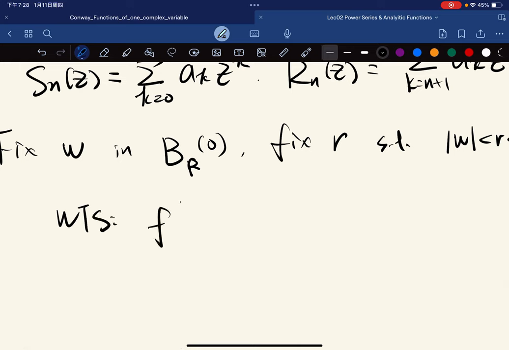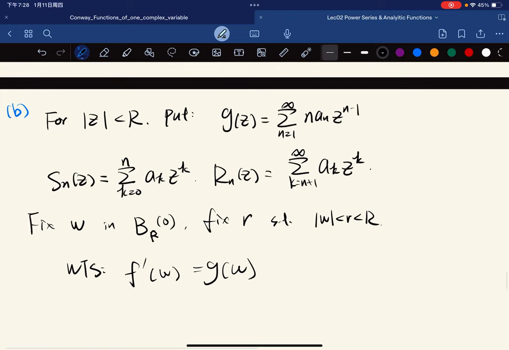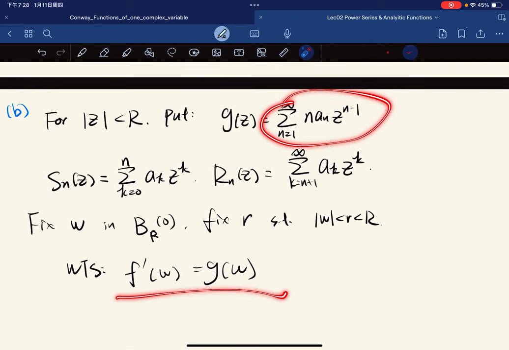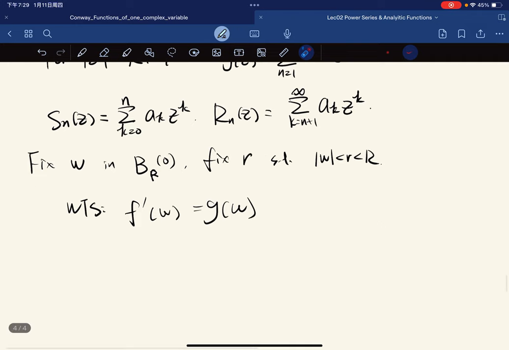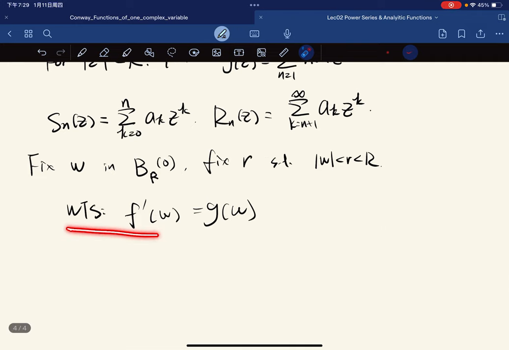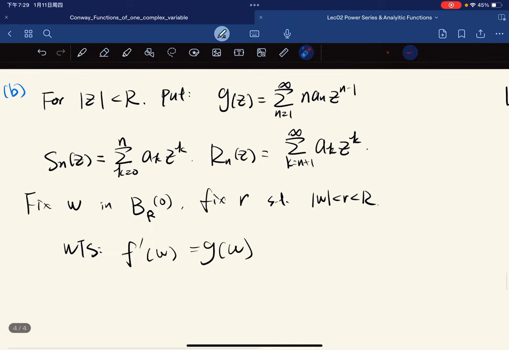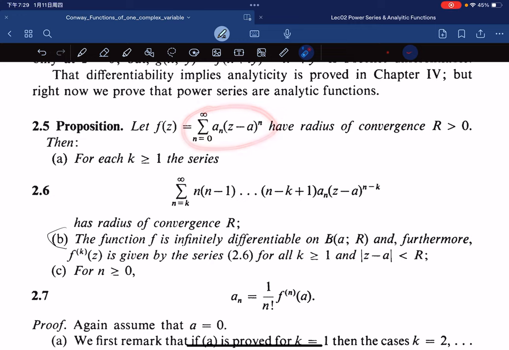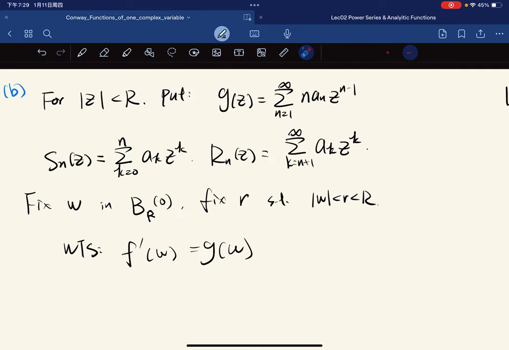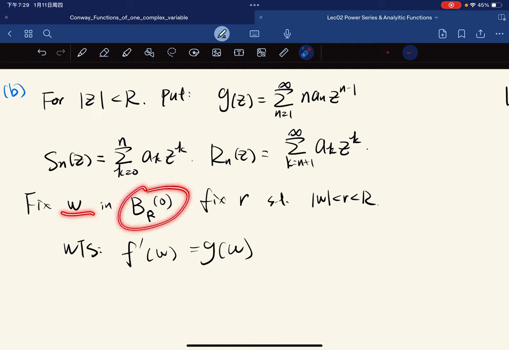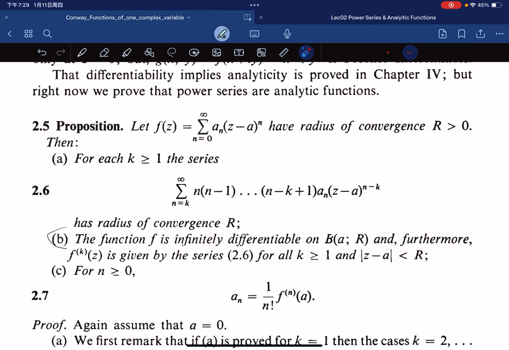we want to show that f prime of w is equal to g of w, right? This is g of w. We want to show that this is true. If we show this is true, which means that given any power series with radius of convergence r, for w in this radius of convergence, it is differentiable, and we have this formula. Now, if we want to continue, we let this be our f, and here, okay?